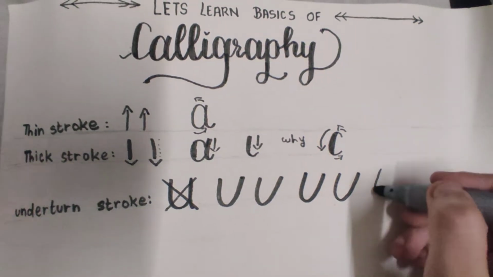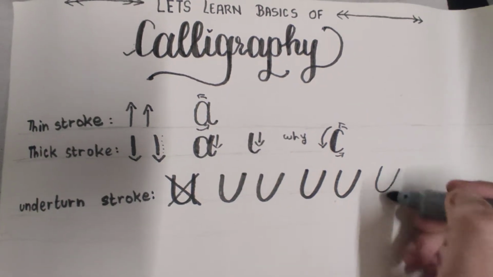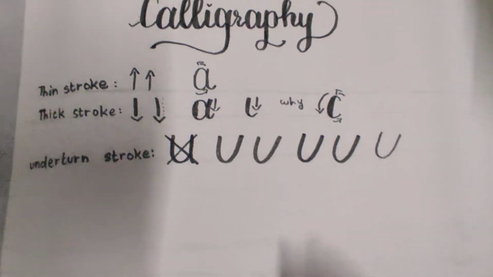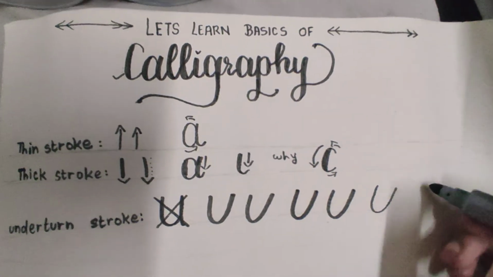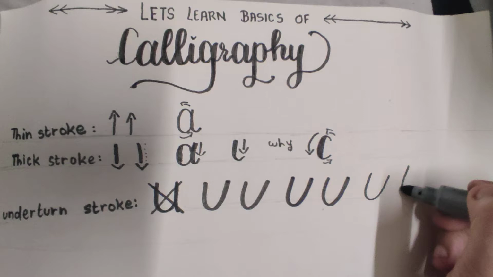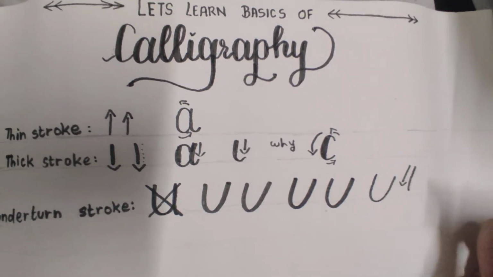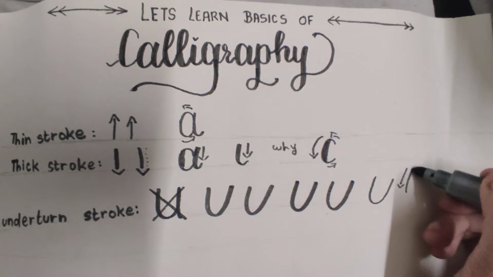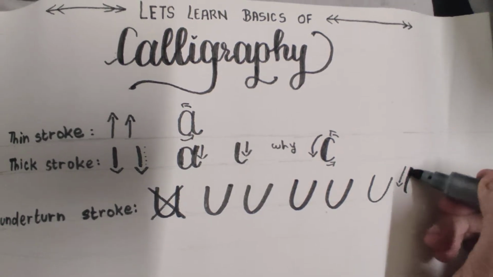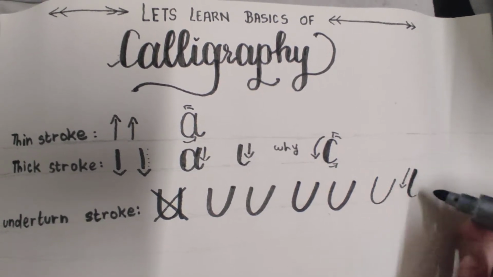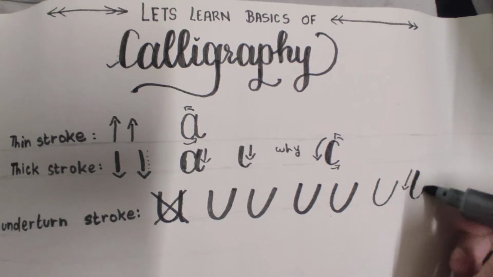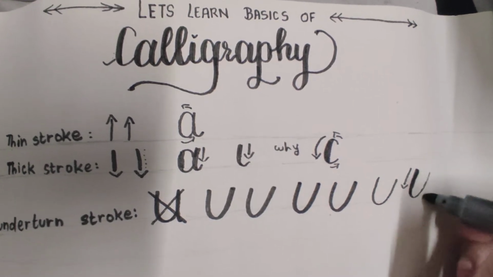So now, how will you apply the rule in it? Whenever we are making an underturn stroke, if you notice, when we make the first line, this is going from up to down. So this part will be thick. Now this part is going from down to up.